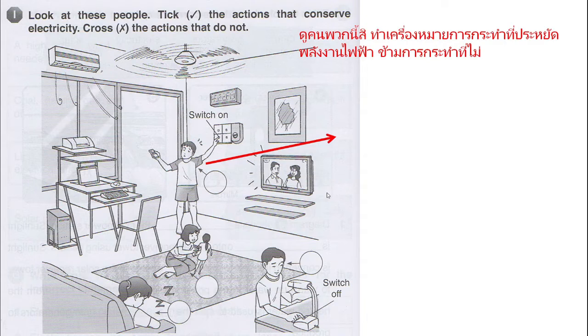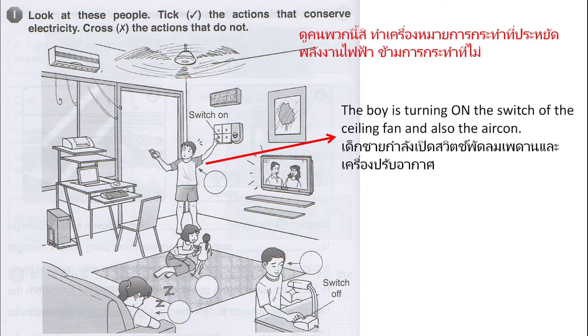The first one here, look at the picture. The boy is turning on the switch of the ceiling fan and also the air con. Do you think it conserves electricity? No. So you put X inside the circle. That action does not conserve electricity.